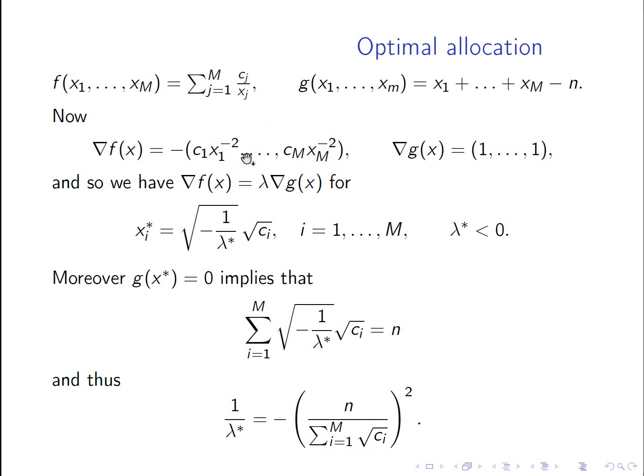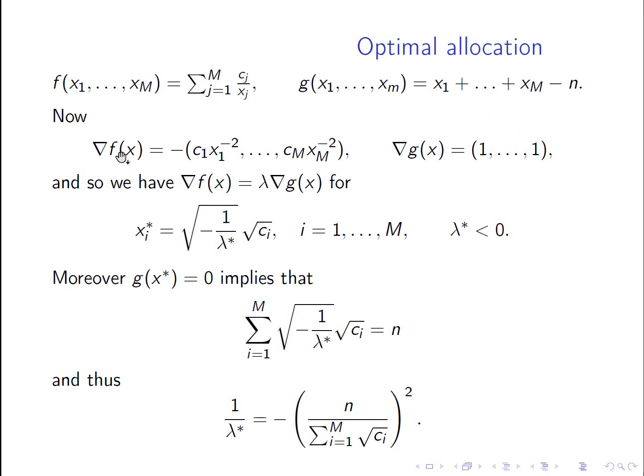And for all the other components it's the same. So the i-th component is minus ci times xi to the power minus 2. That's the gradient of f. And the gradient of g is also simple because it's just a sum. If we compute the gradient of g, we just get the vector with all ones. So the partial derivative of g with respect to xi is 1.